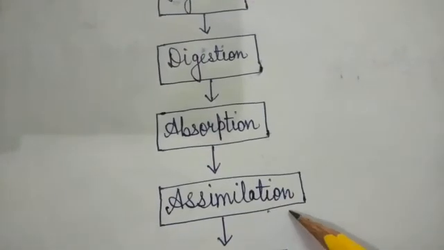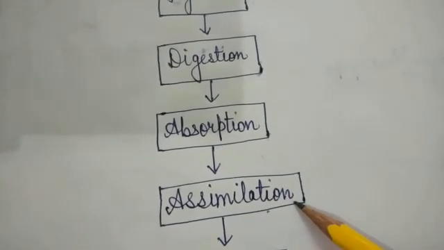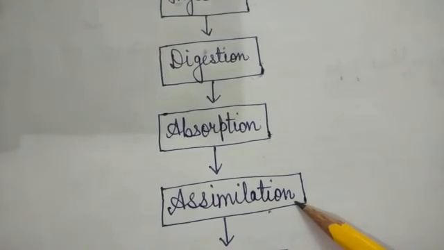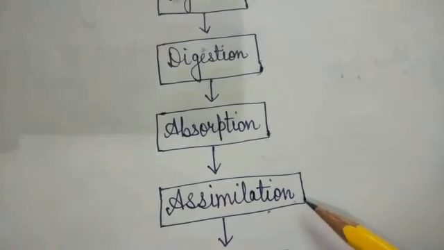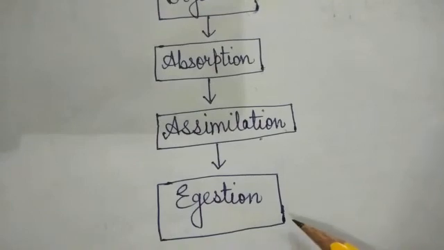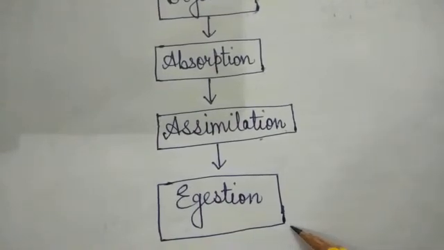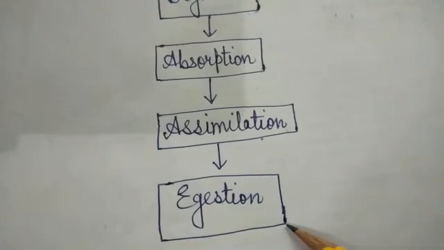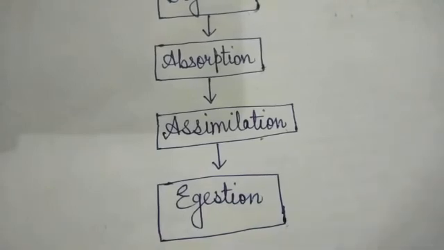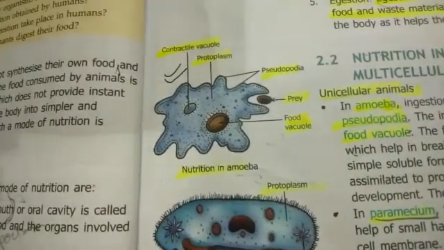After that, the digested food has to be converted into substances that provide energy and growth to all the body parts. After that we have discussed egestion. Egestion means the process of elimination of waste products from the body, and this is a very important process because that waste material contains toxic substances.